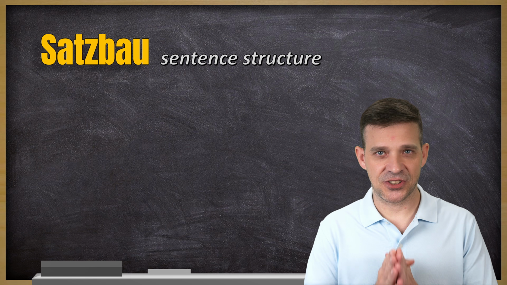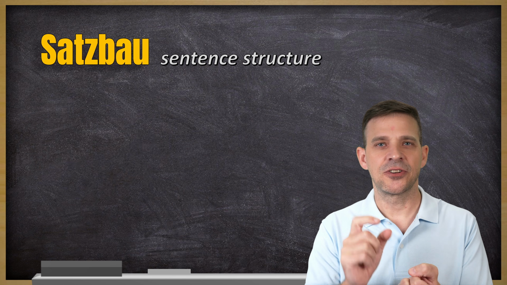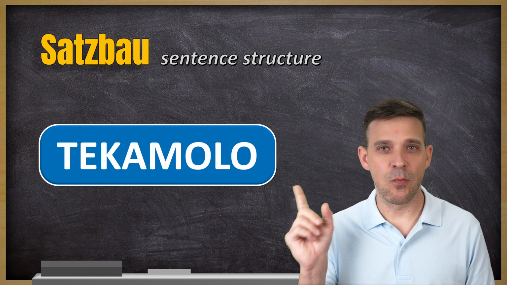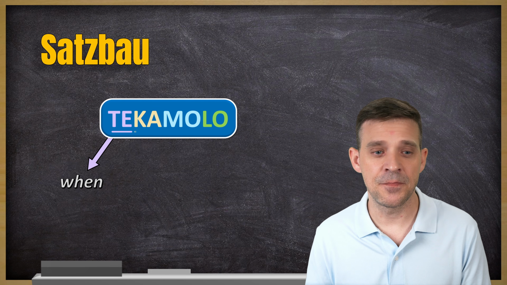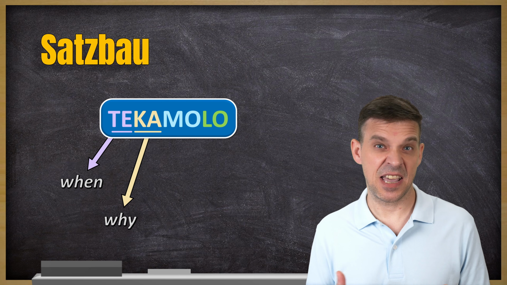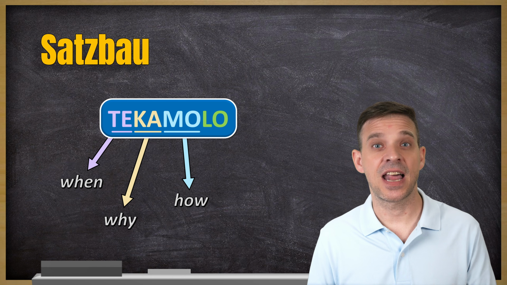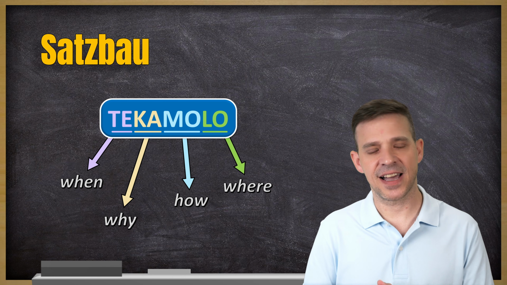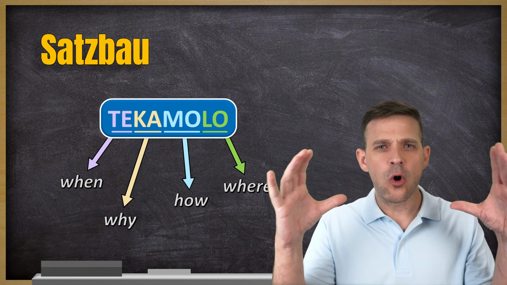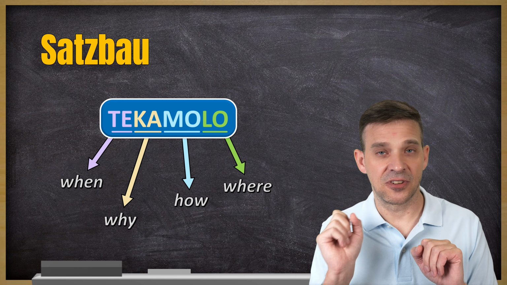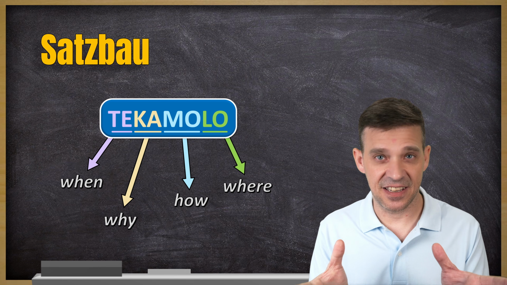So, sentence structure, Satzbau. I'm pretty sure if you are at around B1 level or higher, you definitely have heard about this TeKaMoLo. TE stands for temporal and answers the question when. KA stands for why, causal. And MO stands for modal, which answers the question how. And LO is local, answering the question where. So this TeKaMoLo is actually kind of the normal sentence structure for all these four different elements if you have a normal sentence without emphasizing anything.